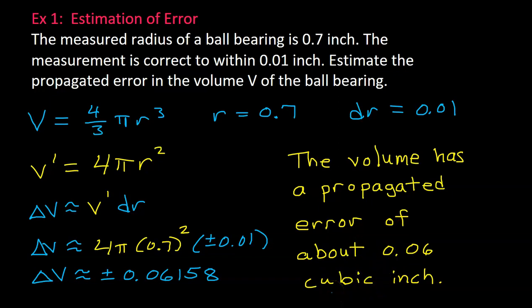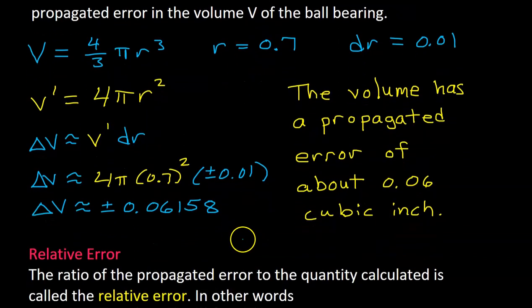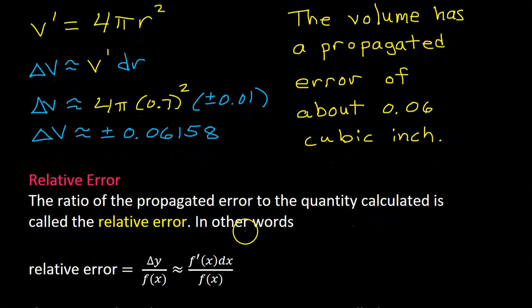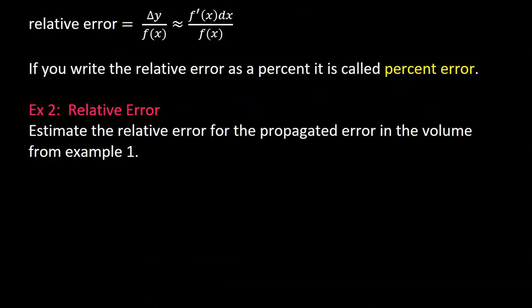Now ask yourself, is that a lot? I don't know, it's hard to tell. So it's going to be easier to get some meaning out of this if we look at something called relative error. That's the ratio of the propagated error to the quantity that's being calculated. In other words, the relative error is going to be delta y divided by the value of the function. If you write the relative error as a percent, it's called percent error.